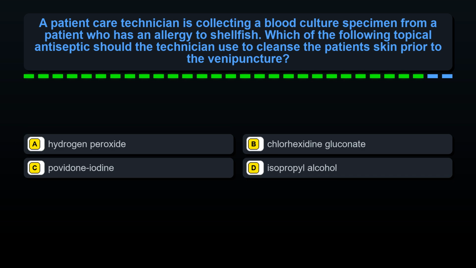Question 35. A patient care technician is collecting a blood culture specimen from a patient who has an allergy to shellfish. Which of the following topical antiseptics should the technician use to cleanse the patient's skin prior to the venipuncture? Option A, hydrogen peroxide. Option B, chlorhexidine gluconate. Option C, povidone iodine. Option D, isopropyl alcohol.